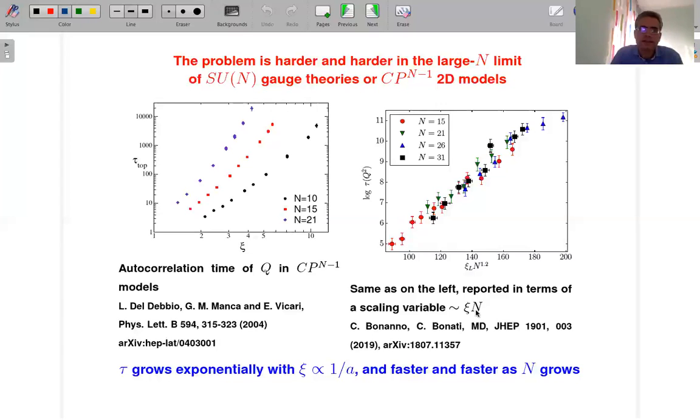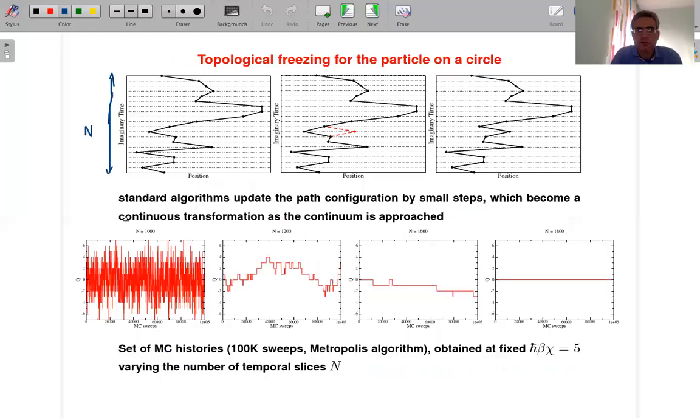Maybe we can discuss this point going back to the previous picture. When you consider the particle on a circle, this is, for instance, a discretization of the path for a given value of N. Now, what happens when you decrease the lattice spacing? Let me call the lattice spacing a. If you look at the path integral distribution of the paths, the typical distance from one point of the path to the next, in one step, as you approach the continuum limit, goes like the square root of a.